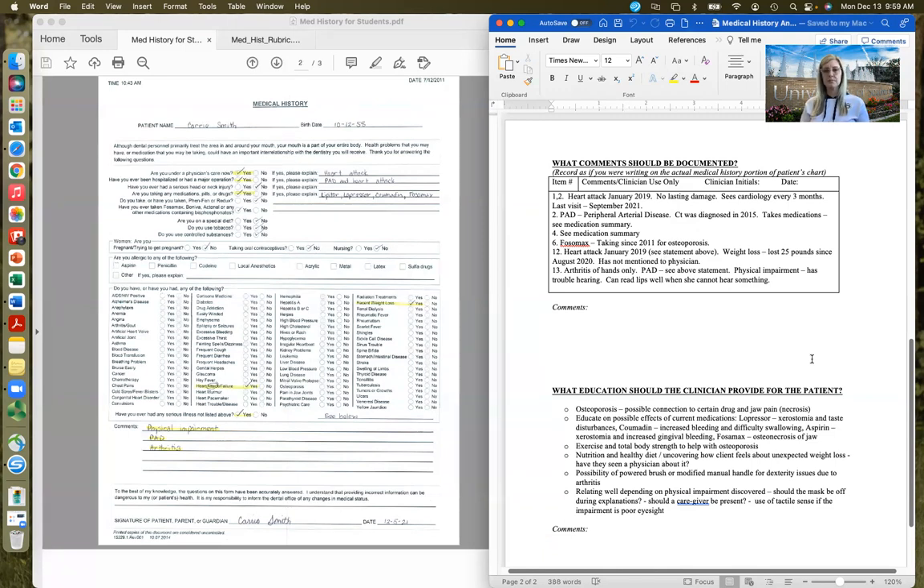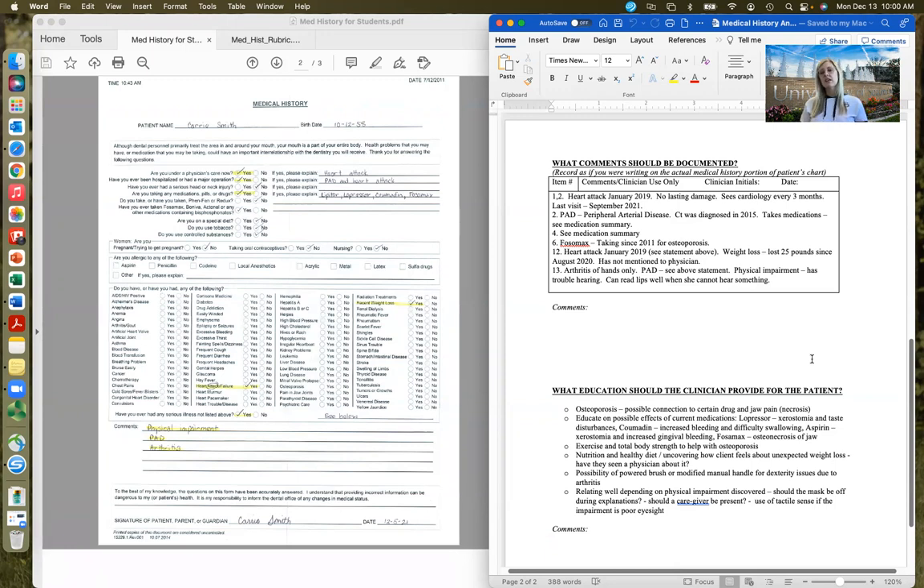Always document. It's easiest if you can put it in by number. The USI medical history doesn't necessarily have numbers, so you would have to count down, right? Is this question number 1, 2, 3, 4, etc.? Some other offices, the med history actually have numbers. And so you can write the corresponding number in the comment box or as you're typing it into Eaglesoft or Dentrix or whatever management system you're typing it into.